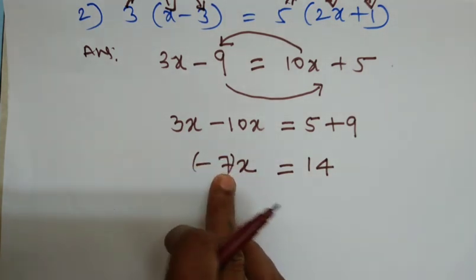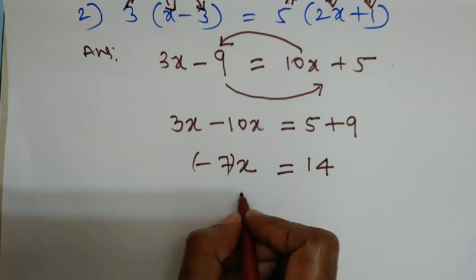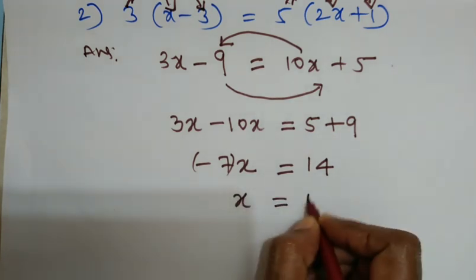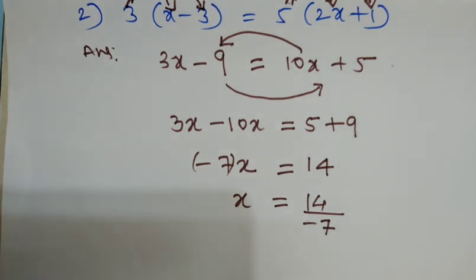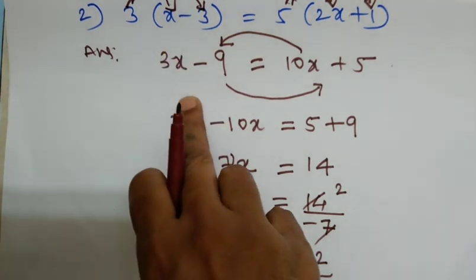So you have to take minus 7 to right side. Here it is into, so if you take it to right side, it becomes division. That is 14 divided by minus 7. Plus divided by minus is minus, and 7 2s are 14. So x is equal to minus 2. Minus 2 is the solution of this equation. Understood?